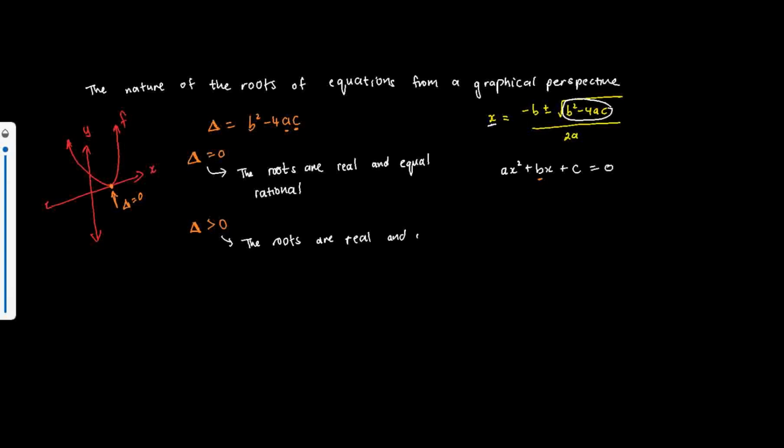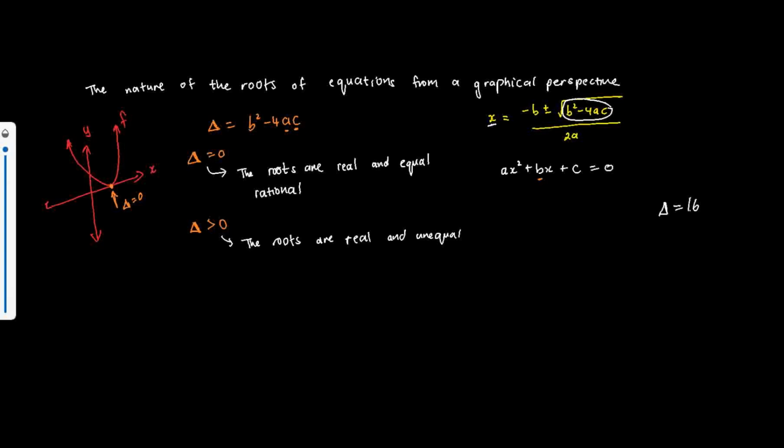And unequal, right? Will it be rational or irrational? That entirely depends on the value that you get for the discriminant. For example, if you calculate the discriminant and the discriminant gives you 16, right? Then I can say, yes, the roots are rational. Why? 16 is a perfect square.